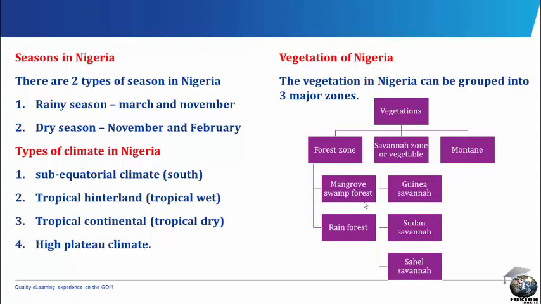4. The high plateau climate. 1. This climate is found around highland areas like Jos, Adamawa, Obudu, Mambila Plateau. 2. It has heavy rainfall around Jos and its environs with 2,000 mm.